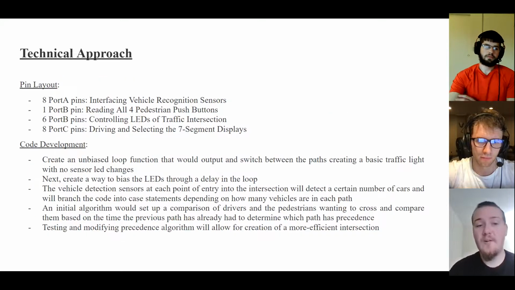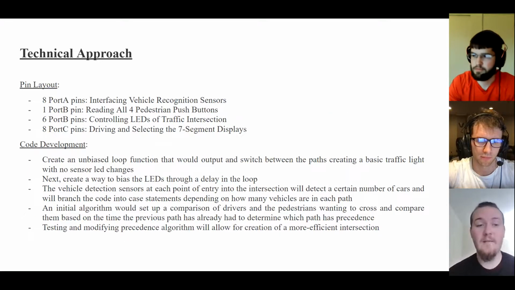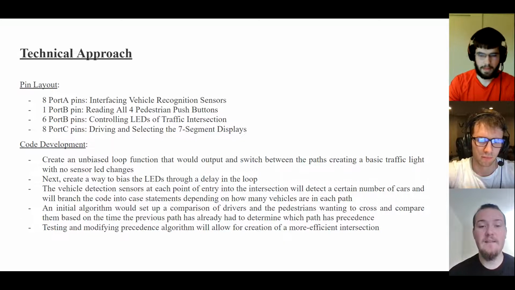For the pin layout on our board, we plan to use port A, all 8 of the pins, for the vehicle recognition sensors. For port B, we plan to use 6 pins to control the LEDs for the traffic intersection and 1 pin to read all of the pedestrian push buttons. And on port C, we plan to use the entire register to drive and select the 7-segment displays.